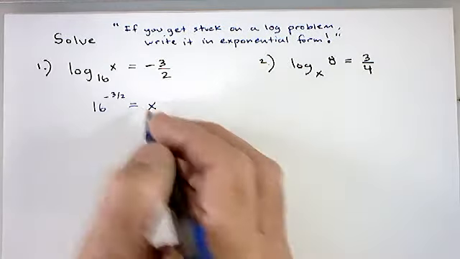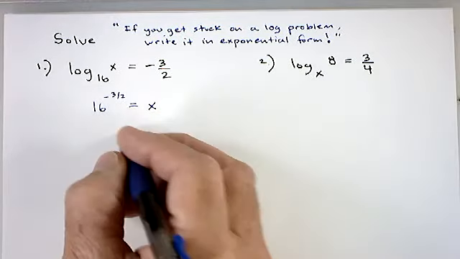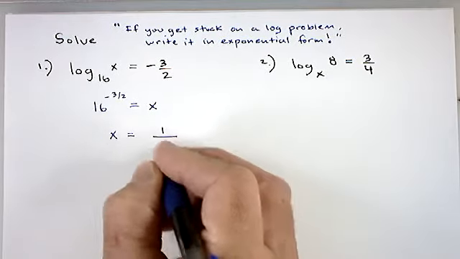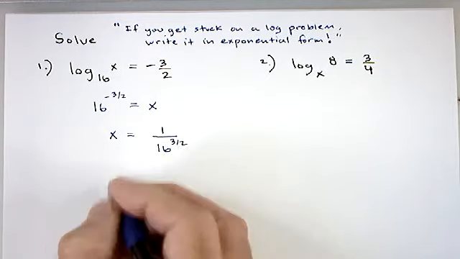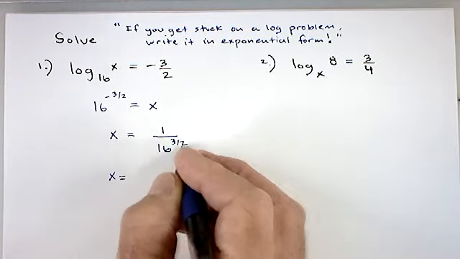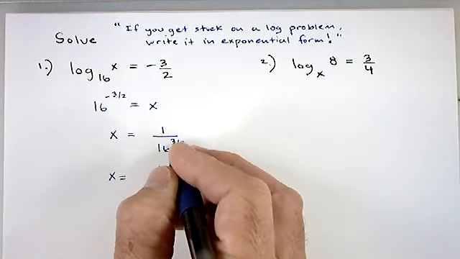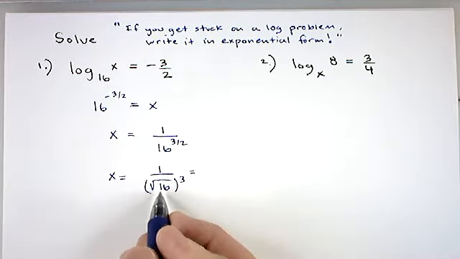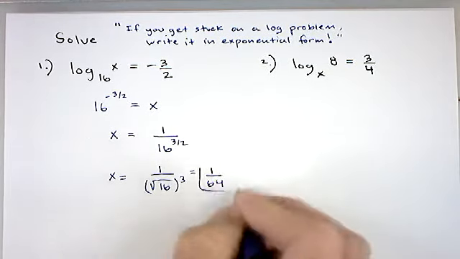Probably I would add to my directions, simplify your answer if possible. So remember that 16 to the negative 3/2, I'm going to put x on this side, is the same thing as 1 over 16 to the 3/2. With fractional exponents, the bottom number tells me I'm taking the square root of 16, and the numerator tells me I'm going to cube that answer. The square root of 16 is 4, 4 cubed is 64, so it would be 1 over 64.